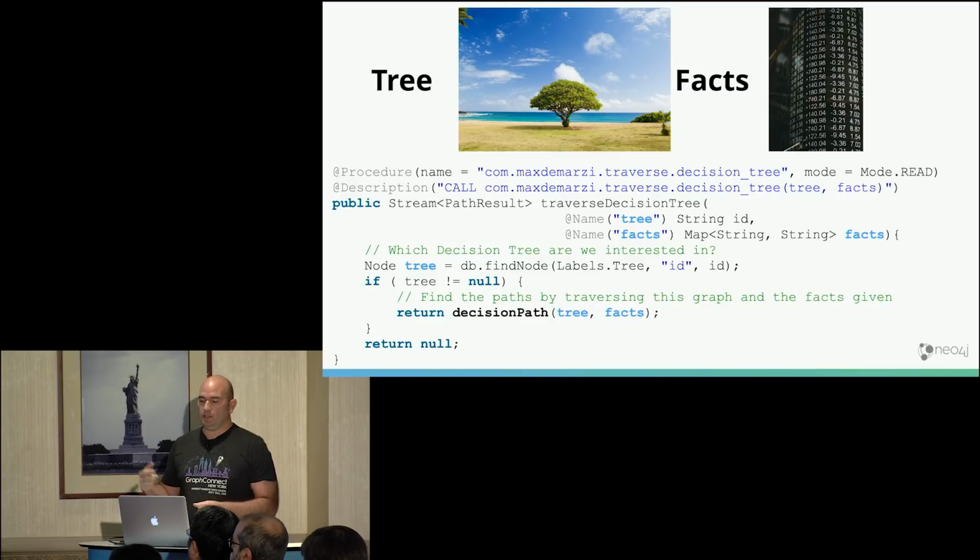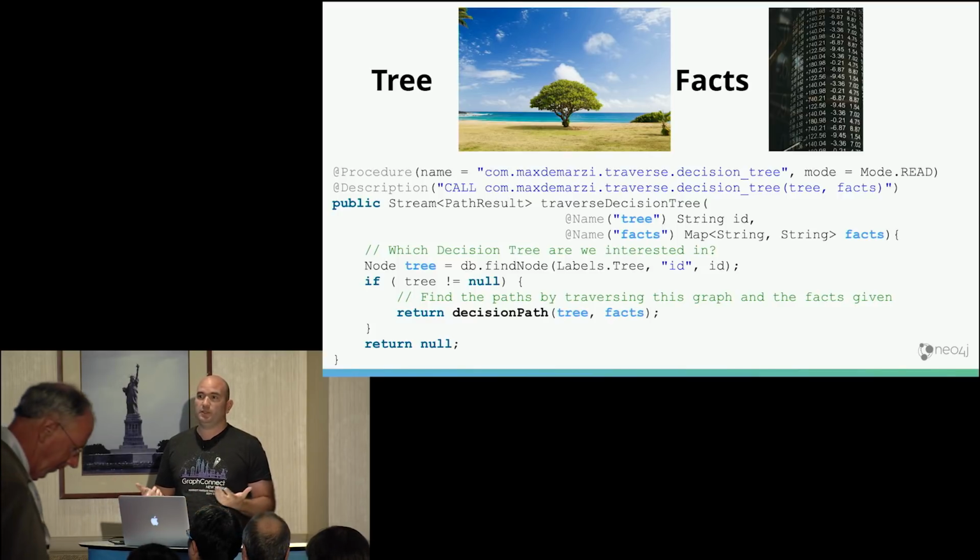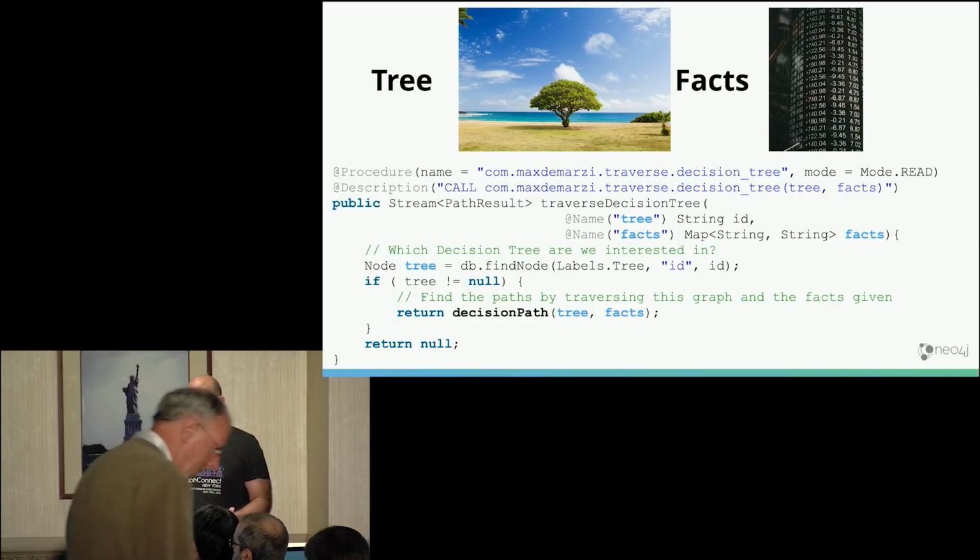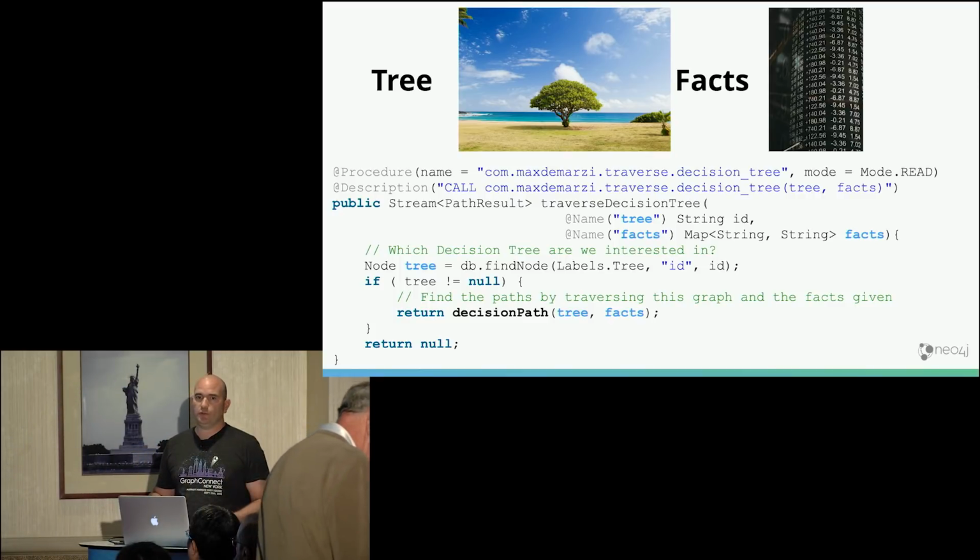And then it's going to take a set of facts. If you've never done a Neo4j Cypher stored procedure, this looks pretty ugly, but it's basically just a little bit of Java code. And you can use any JVM language. So if you want Clojure, you want Kotlin, whatever you want, it doesn't matter, as long as it's a JVM language.